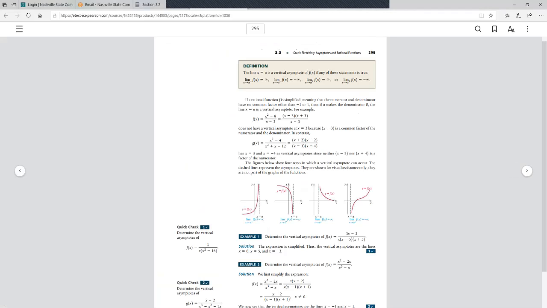And we have a definition. The line x equals a is a vertical asymptote of a function if any of these statements is true. The limit as x approaches a from the left is infinity. The limit as x approaches a from the left is -infinity. The limit as x approaches a is +infinity or -infinity.